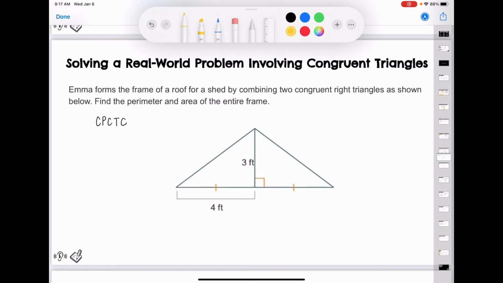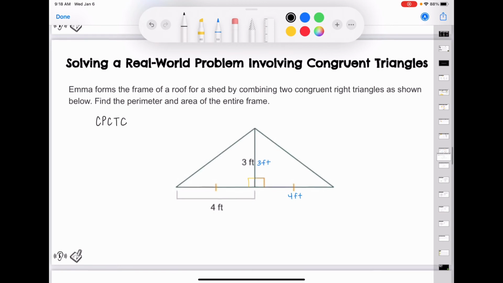So we have a right triangle, so we know we have a right angle right there too. And because these two are congruent, we know that this line is also 3 feet on this side, and we also know that it's 4 feet on this side. Okay, wonderful. Now that we know that, if we need to find the perimeter and the area, what we can do is go ahead and find the area just by using the information we're given.